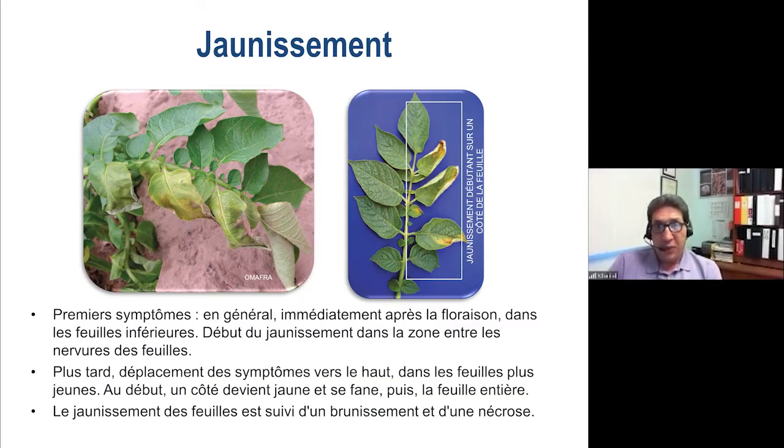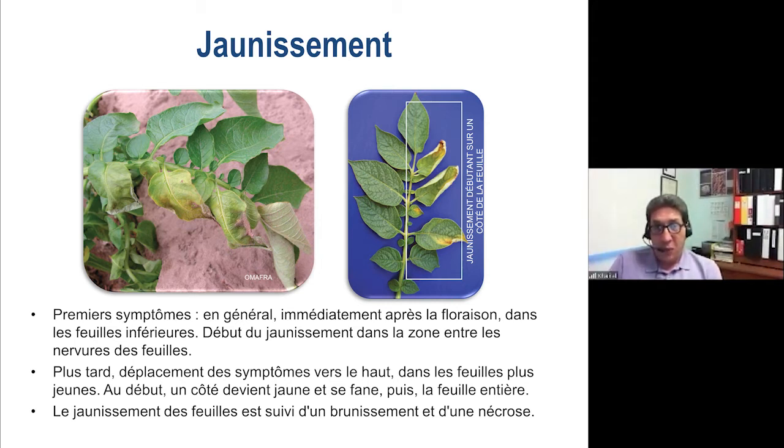Yellowing, usually the first symptoms appear immediately after flowering. So sometimes it depends on when you plant, August or so. They start in the lower leaves, and then the area between the leaf veins begin to yellow. So between the veins, you get yellow color like you see in the pictures here up top. Later, the symptoms move upwards to the younger leaves. So it starts from the bottom, older leaves, to the younger leaves up above.